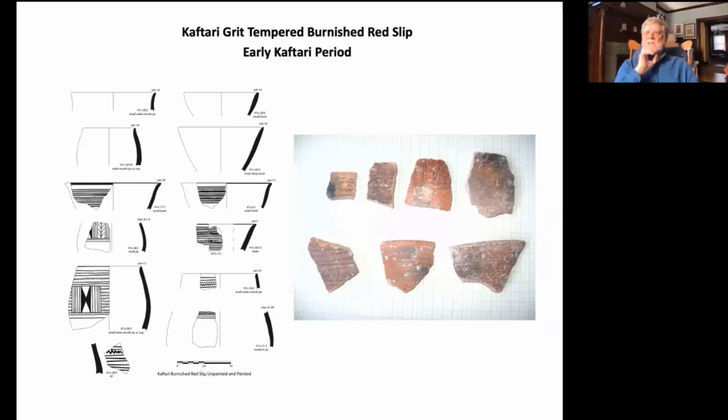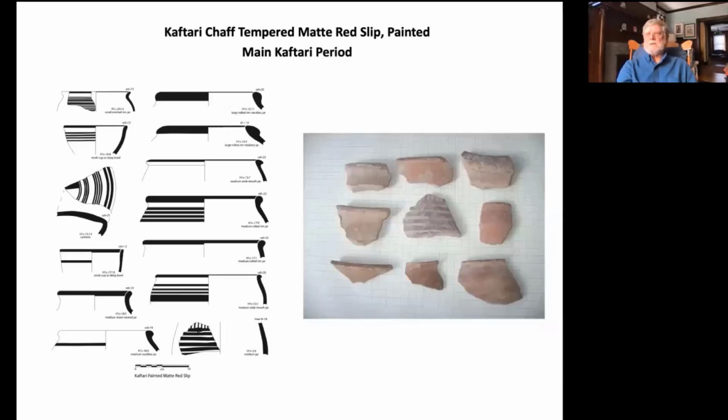This is what Sumner meant when he said, as near as I can tell, when he described Kaftari red, he was talking about this. He comments that Kaftari red had a grit temper, and he talks about the painting on it. But there's also a Kaftari matte red slip. It's on chaff tempered. It has the same kind of black on red design that we saw in the grit tempered version of this in the Banesh Kaftari transitional.